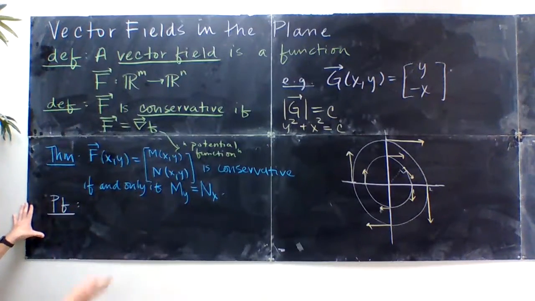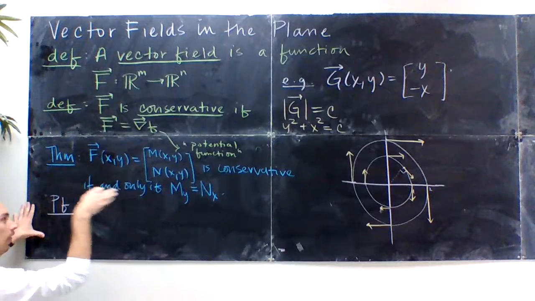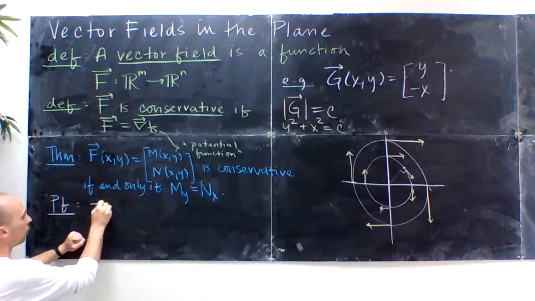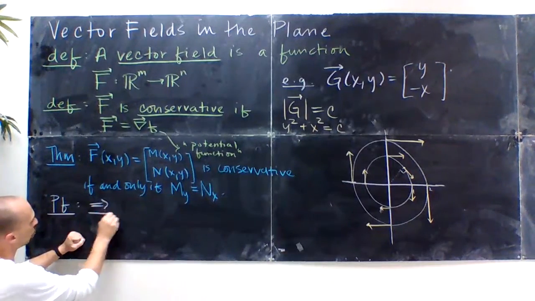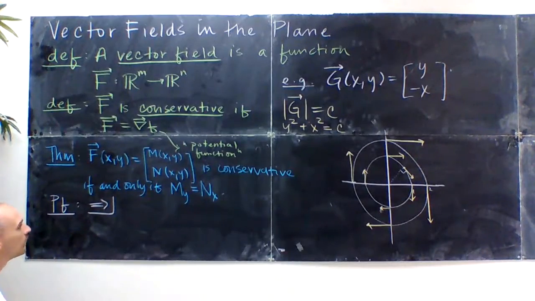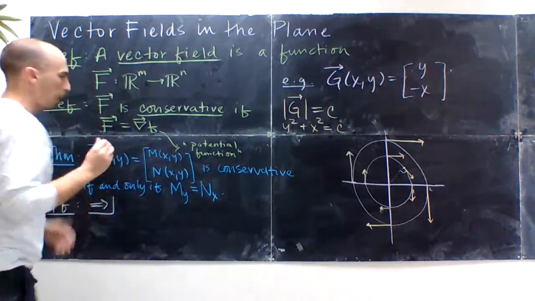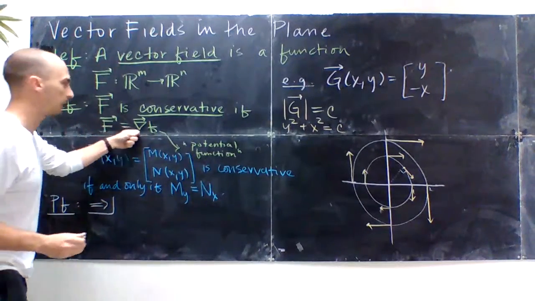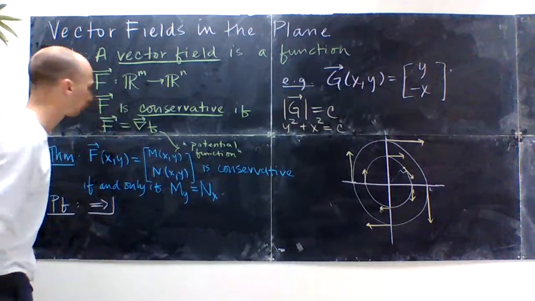So I'll be showing that if F is conservative, then M_y equals N_x, and this is very easy. I'm just going to remind you that I'm showing the forward direction of the implication. Suppose that F is conservative, which is to say that F is the gradient of some other function, some potential function.